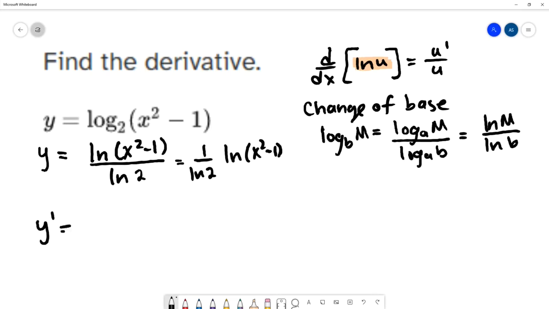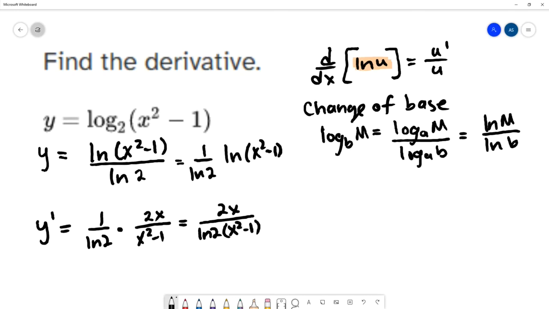So to calculate the derivative, 1 over natural log of 2 is a constant multiple, so I just carry that down. And now I'll use the derivative rule on natural log of x squared minus 1. So that's u prime. The derivative of x squared minus 1 is 2x over u, which is x squared minus 1. And that gives me the derivative to be 2x over natural log of 2 multiplied by x squared minus 1. So that's if I don't have this specific derivative rule memorized.